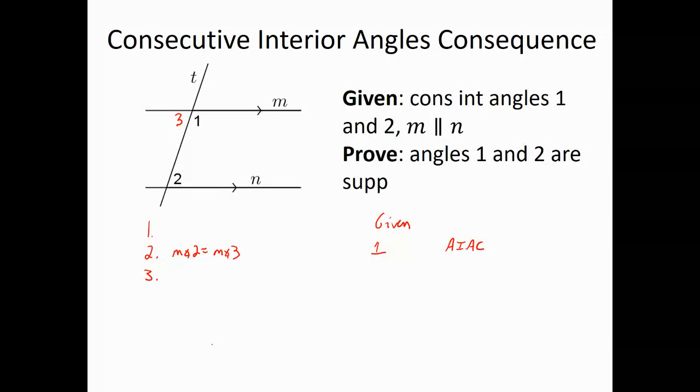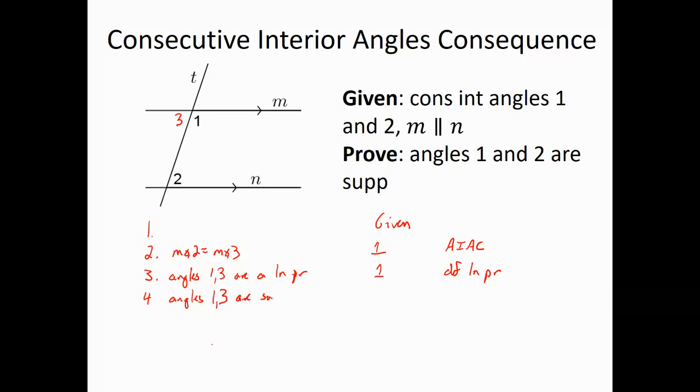And then let's ask again, like we did before, about the relationship between 1 and 3. Clearly, they're a linear pair, and that follows just by definition of linear pair. So angles 1 and 3 are a linear pair. That follows from the given, as given to us in the diagram, by the definition of linear pair. And then, of course, it follows from this that angles 1 and 3 are supplementary. And of course, that's just the linear pairs theorem, the LPT.